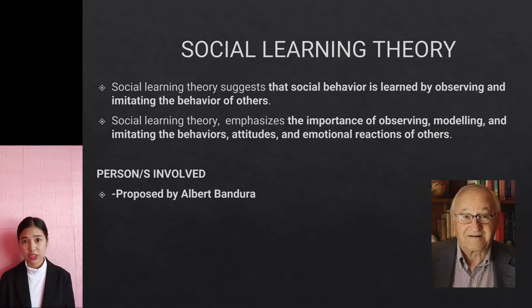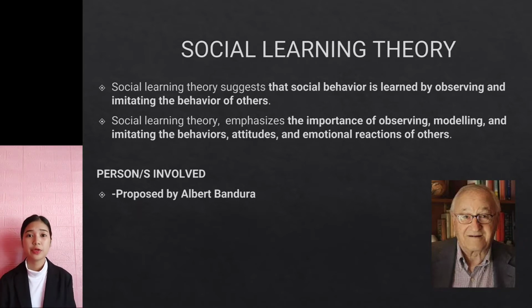So next, let's proceed to social learning theory. Social learning theory suggests that social behavior is learned by observing and imitating the behavior of others. Psychologist Albert Bandura developed the social learning theory as an alternative to the earlier work of fellow psychologist B.F. Skinner, known for his influence on behaviorism. Social learning theory emphasizes the importance of observing, modeling, and imitating the behaviors, attitudes, and emotional reactions of others. It also considers how both environment and cognitive factors interact to influence human learning and behavior. So, it was proposed by Albert Bandura.